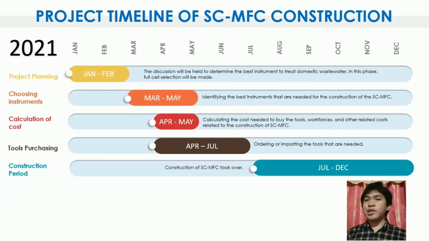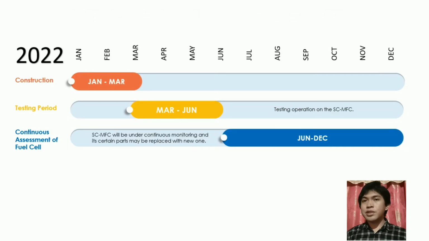Project planning starts from January 2021 until February to discuss the best instrument to treat domestic wastewater. After coming up with the cell selection, which is a single chamber microbial process, choosing the best instruments is necessary. In April to July, the ordering of operative tools for the construction is done using the provided budget. The construction of fuel cells starts from July 2021 till March 2022. After the first cell construction is done, it will be tested from March to June before being used officially. Continuous monitoring will be done frequently in case any part of the fuel cell is broken.